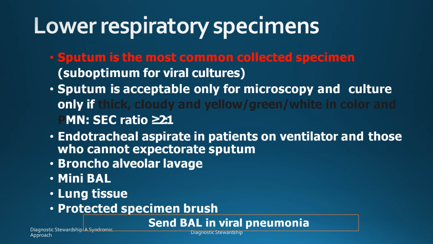Sputum is the most common specimen. Sputum is acceptable only for microscopy and culture based on Bartlett's criteria. Process the sputum or observe the sputum for microscopy and proceed. Endotracheal aspirate should be collected from patients who are ventilated and those who cannot expectorate the sputum. Other samples include bronchoalveolar lavage fluid, mini-BAL, lung tissue, and bronchial brushings.